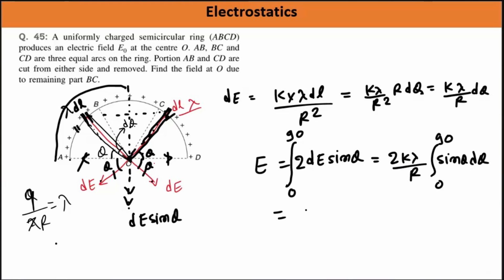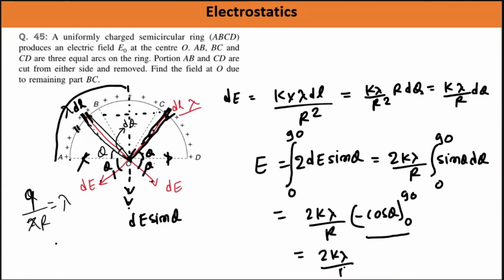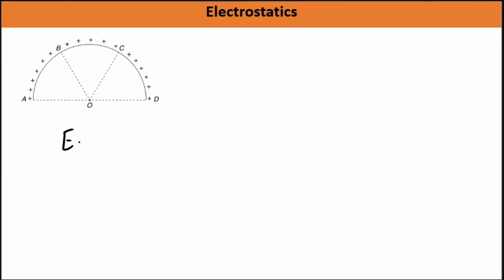Okay. So this will be equal to how much? 2K lambda by R, and this is minus cos theta, and minus cos theta varies from where to where? 0 to 90. So cos 90 will be 0 and cos 0 is 1. So minus 1, minus of minus 1, plus 1. So this whole is basically plus 1, and the electric field value is 2K lambda by R. This is what we are getting. So the E naught value we have checked, that is 2K lambda by R.